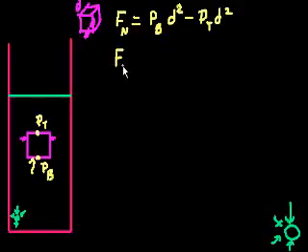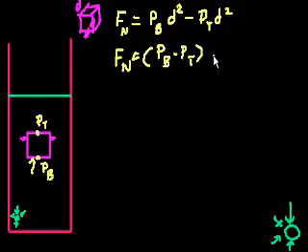So the net force is equal to the pressure of the bottom minus the pressure of the top, or the difference in pressure, times the surface area of either the top or the bottom, or really any of the sides of the cube. Now let's see if we can figure out what these are.